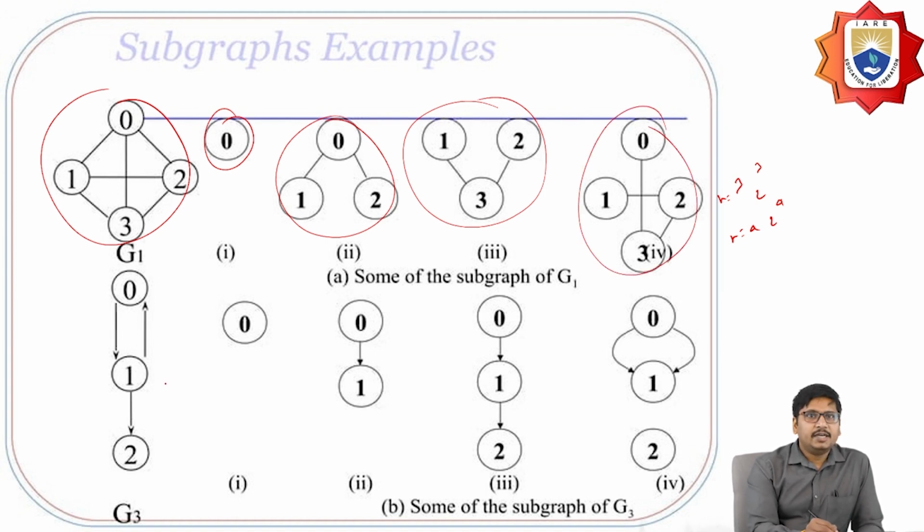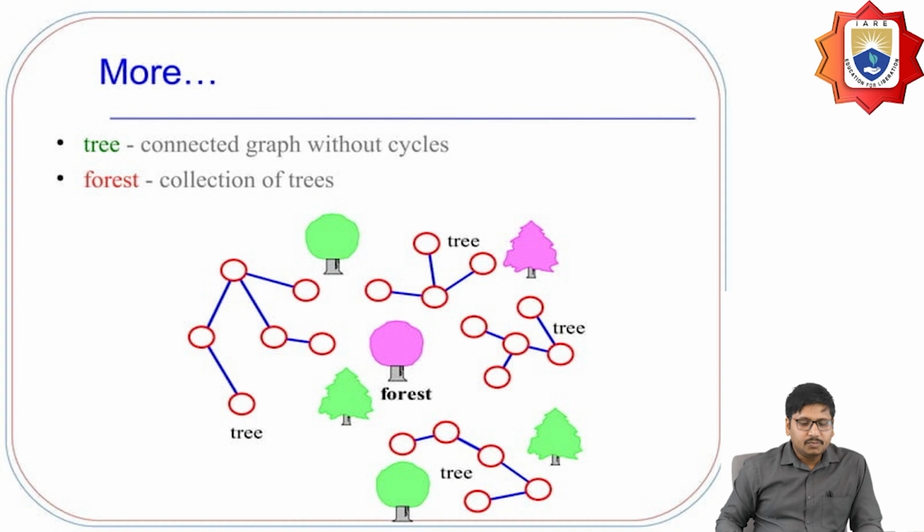Whereas in the case of directed edges, it should be counted once. So whenever there is a directed edge, that should be the only constraint. So this is one graph, this another graph, this another one, and this another one. Normally you are going to see a tree and a forest. A tree is nothing but a connected graph without cycles, and a forest is a collection of trees as well. Every tree is a graph, but every graph is not a tree. This is the difference between a tree and a graph.